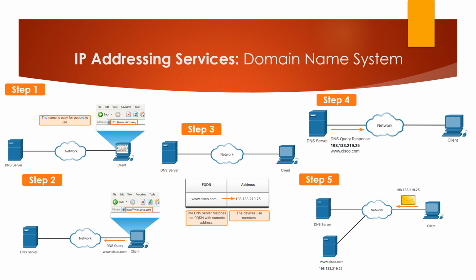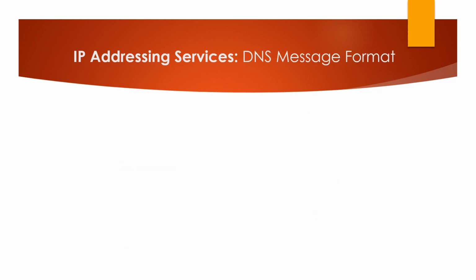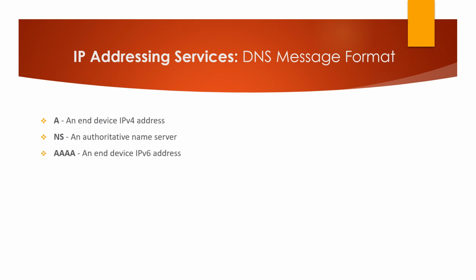Let's see the DNS message formats. The DNS server stores different types of resource records that are used to resolve names. This record contains the name, address, and type of record. Some of these record types are A for an end device IPv4 address, NS for an authoritative name server, AAAA for an end device IPv6 address, and MX for a mail exchange record.